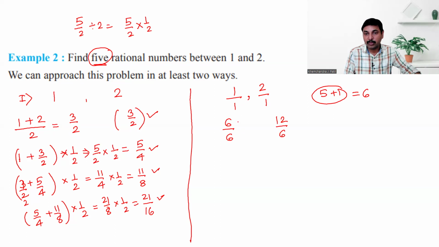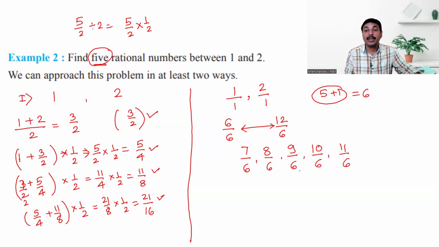Now you can have 5 rational numbers between these two. So which are they? 7 by 6, 8 by 6, next is 9 by 6, next is 10 by 6 and next is 11 by 6. Now some fractions can be simplified. 7 by 6 cannot be simplified.